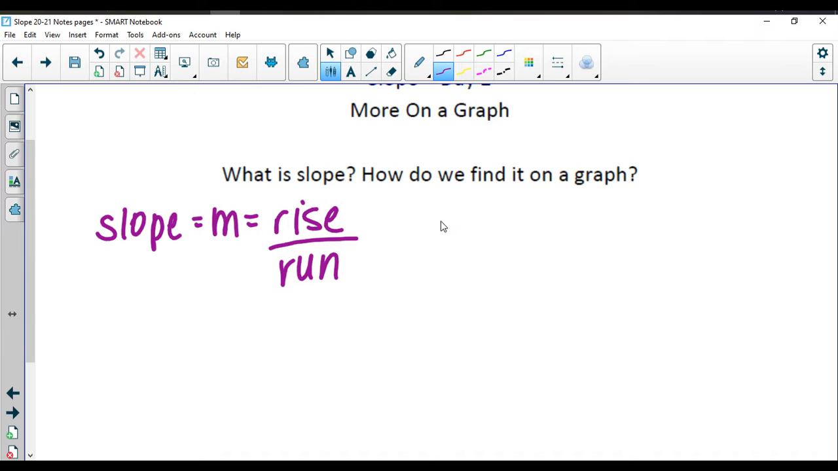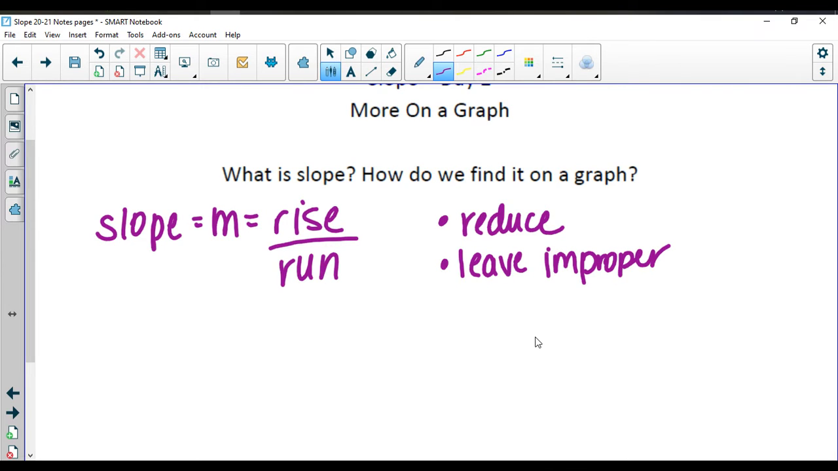When we're looking on a graph and we get our slope, we need to remember to reduce it. Leave it as a fraction unless it's a whole number. And if it is a fraction, we are making sure that once it's reduced that we also leave it improper. So those are just a couple key points for you.